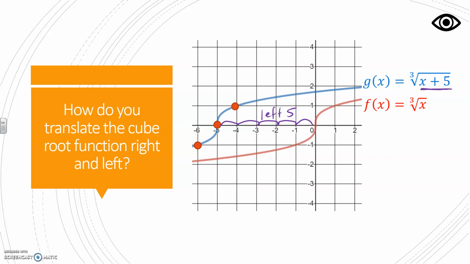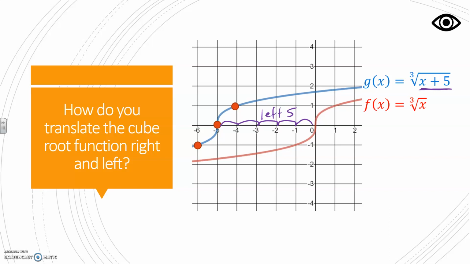So just like we learned with the other graph, if it is inside the radical with the x, it affects the inputs, the x values, but it affects it the opposite of what you think. So the plus 5 moves it to the left 5. If it was x minus 5, it would move it to the right 5.